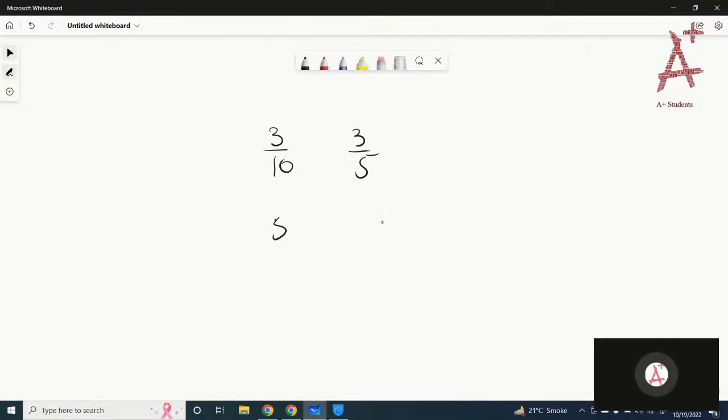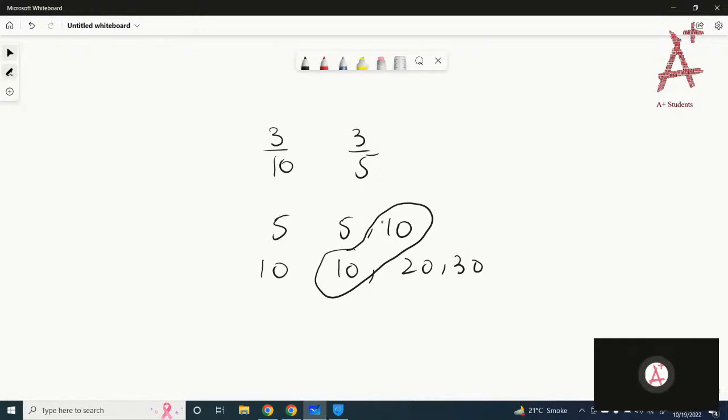The denominators are 5 and 10. So just look at the common denominator, the smallest. Here you have 5, and the multiples of 5 are 5, 10, and the multiples of 10 are 10, 20 and 30. So the one that is common here is 10. That means the common denominator for both 5 and 10 is 10. Got it? So the least common denominator is 10.